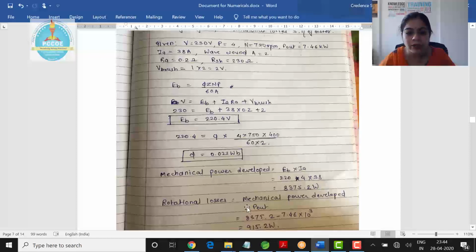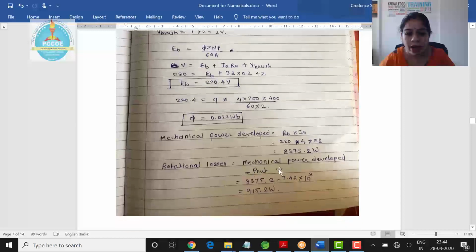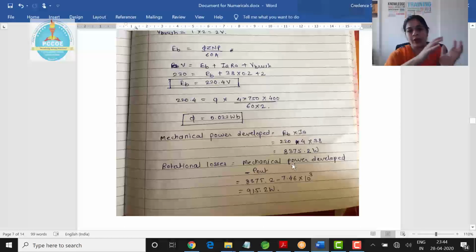But rotational losses is equal to mechanical power developed minus P out. I need to calculate the losses first. P out is already given, that is 7.46 kilowatts. So it is the output power, and the other is the actual power developed. You can imagine the armature EB into I is converted into the mechanical power. Power minus losses is equal to output. So losses is equal to actual power developed minus P output. That same logic is used here.